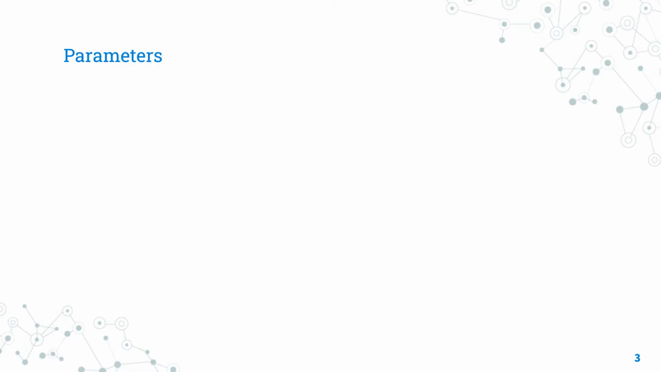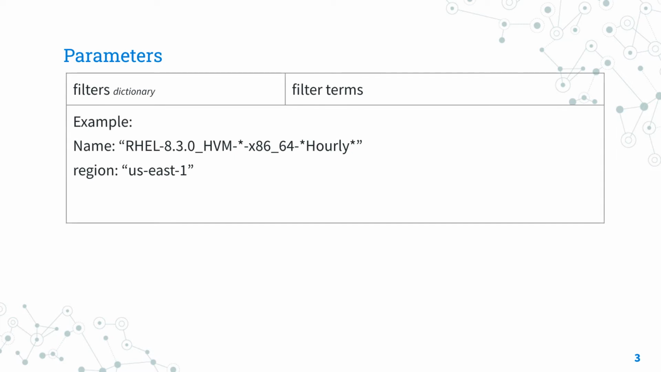Parameters. The following parameters are useful in order to search for EC2 AMI ID by AWS region using the module ec2_ami_info. The only parameter needed is filters, which specifies the filter keys and values. For example, let's search for Red Hat Enterprise Linux machines version 8.3.0 running on HVM infrastructure, architecture x86_64 bits, hourly paid.